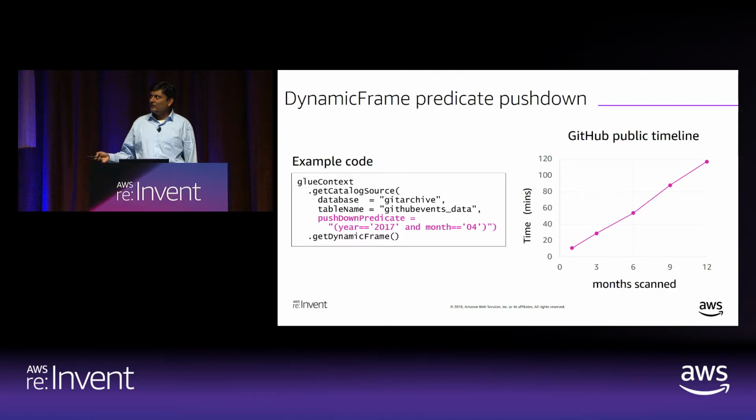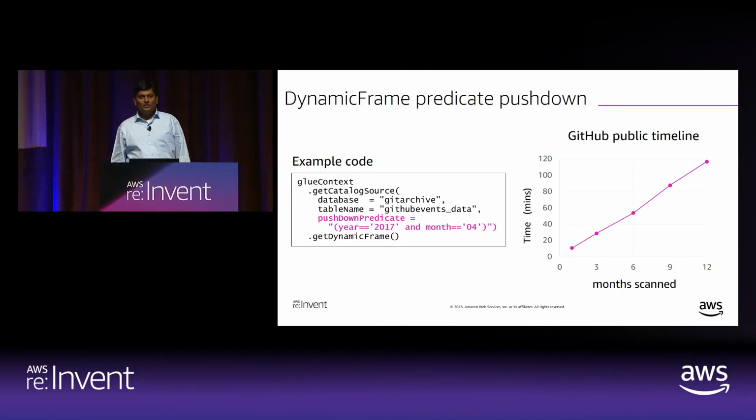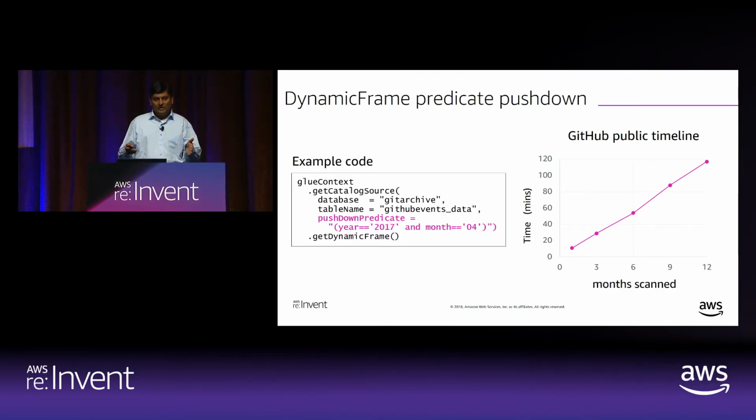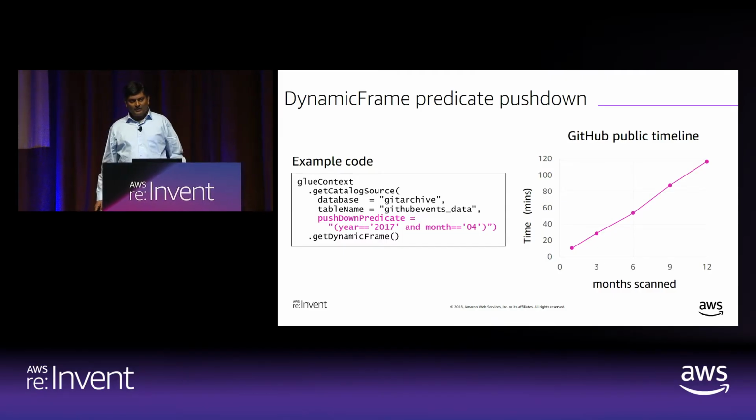So on the right-hand side, what you see here is an experiment where we run over different number of months that are covered in that timeline, and you see that the performance scales linearly. What this shows you is that there's very little overhead in being able to push these predicates down. The predicates are the filter clauses.